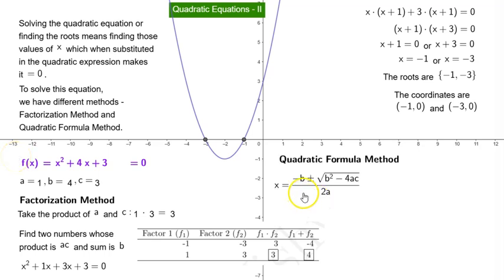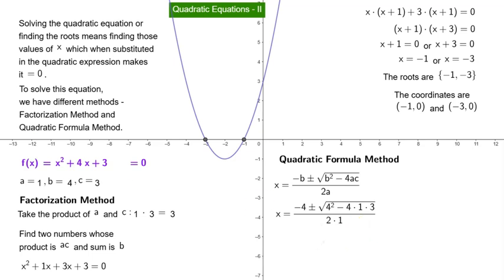We have already seen the quadratic formula: x is equal to minus b plus or minus square root of b square minus 4ac, all divided by 2a. You have to remember this. So now substituting the values of b, a and c, we get minus 4 plus or minus square root of 4 square minus 4 times 1 times 3, divided by 2 times 1.